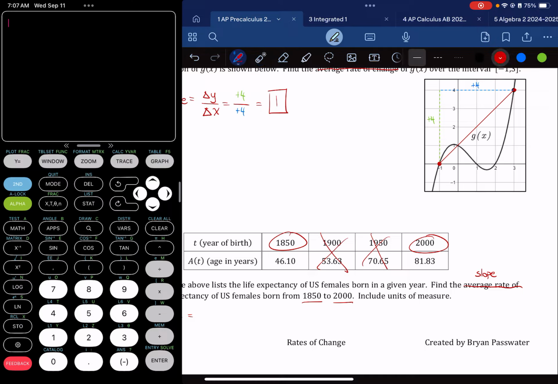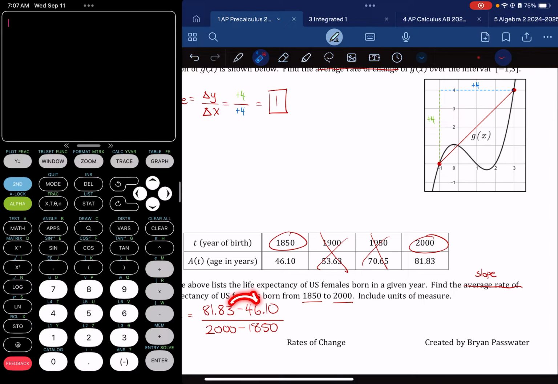Let's write that out. Come back over here and say 81.83 minus 46.10. And this is all going to be divided by 2,000 minus 1850. So a really common mistake that I see in students in all classes, from Algebra 1 all the way through AP Precalculus, is mixing these up.